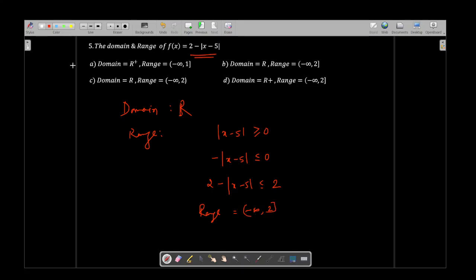So option C is not correct, because it's open here, so it should be closed. So option B is correct, because the domain is R and the range is closed at 2.